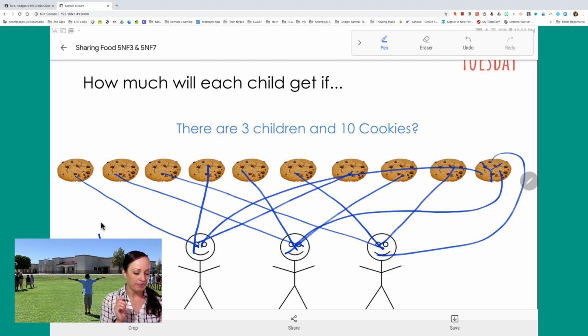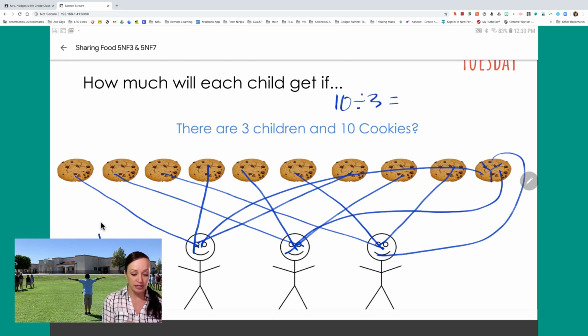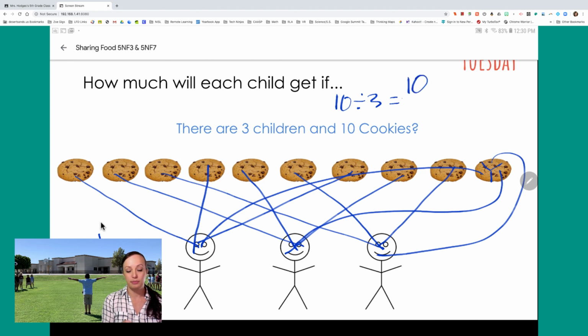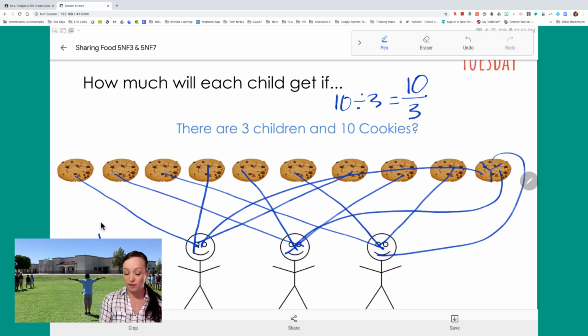Now, if I was not going to worry about making an area model like this, I might change that to say, let me think about the division that's happening. I have 10 cookies and I'm dividing it by 3 people. I can write that as a fraction, 10/3. Then I can start doing an AKA, which is an equivalent. So I can find an equivalent to 10/3, which is our answer, because I think that would make sense.